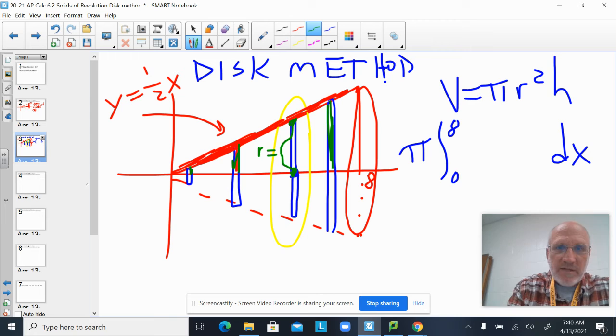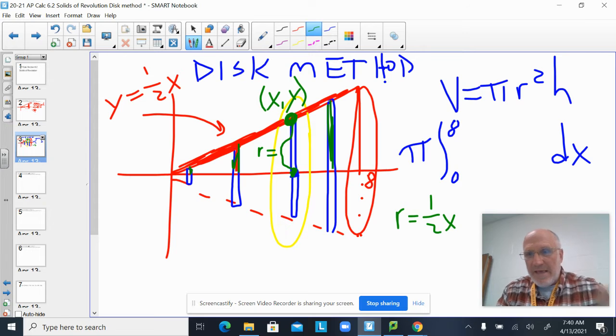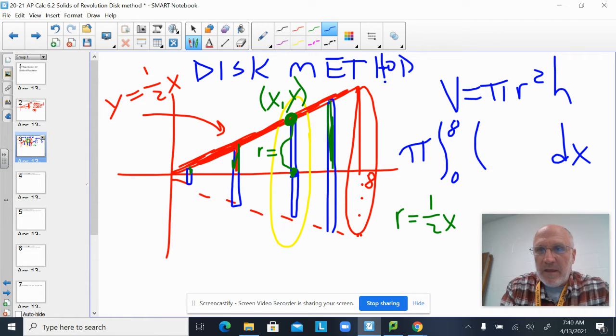Like this point right here, that's just some random point x comma y on that function y equals 1/2 x, and that distance r is the y value. So in this case, the radius is just the y value, which is just 1/2 x. And this is kind of the simplest case: if the region is up against the x-axis and you're revolving it around the x-axis, then the radius is going to be the y value of the function. It won't always be the case, but it often is the case. So my r squared in this formula is (1/2 x) squared.